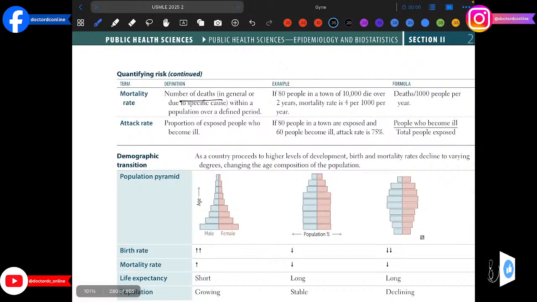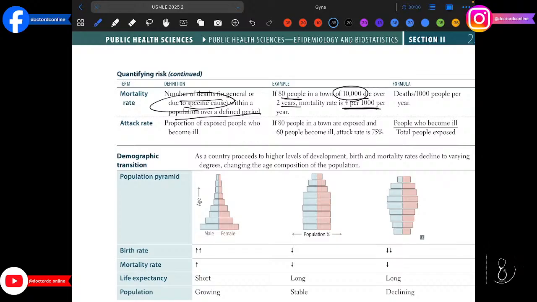Second, mortality rate. Mortality rate is the number of deaths in general, or due to a specific cause, within a population over a defined period. For example, if 80 people in a town of 10,000 die over 2 years, the mortality rate is 4 per 1,000 per year. Okay? And this is deaths per 1,000 people per year. It is the rate of death of persons in a population.